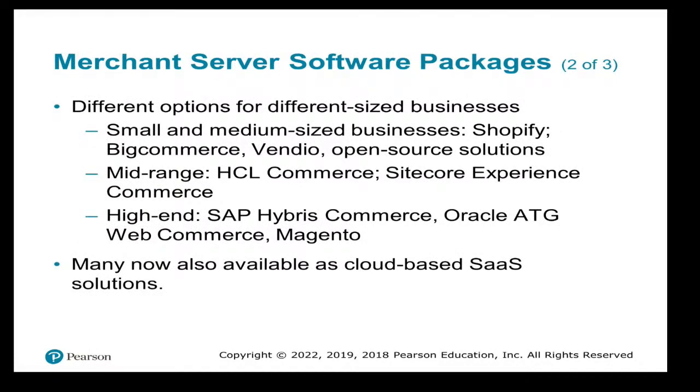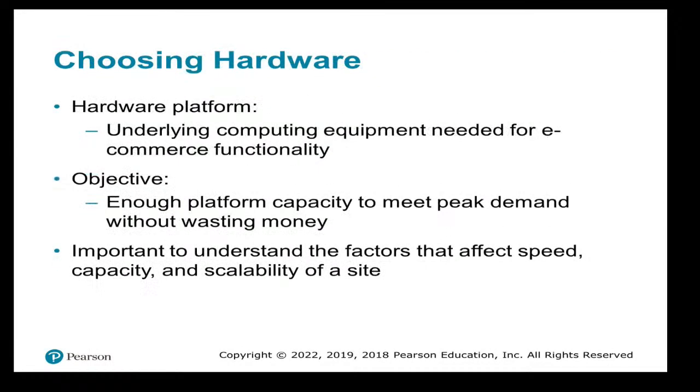Okay, that's the software, and the next one we have is, of course, hardware. Everybody knows this one. Hardware is needed because when we talk about e-commerce, you need a server. When we talk about a server, of course, it's a computer. So what else is needed? Inside a computer, of course, it's the hardware. So the hardware is the most important thing, and you have to choose your hardware. There's a platform for hardware, and then the objective, actually.